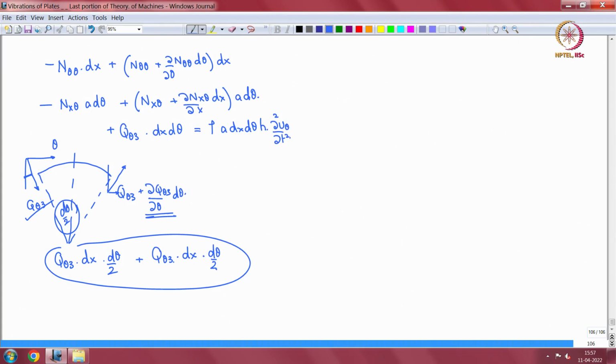Okay. So now this cancels with that, this cancels with this, and if we divide by a dx d theta, I get 1 over a del n_theta theta by del theta plus del n_x theta by del x plus q_theta3 by a is equal to rho h u_theta double dot. Okay, so that's the equation of motion.